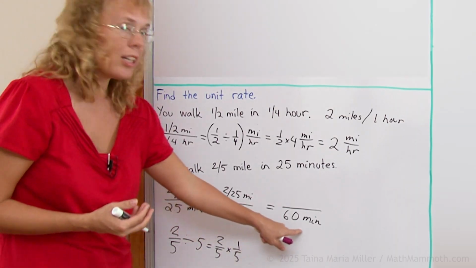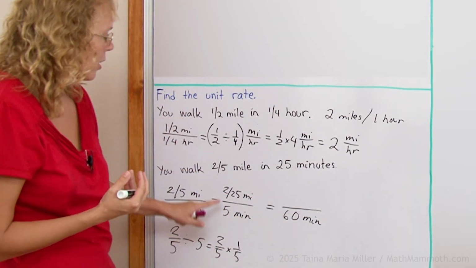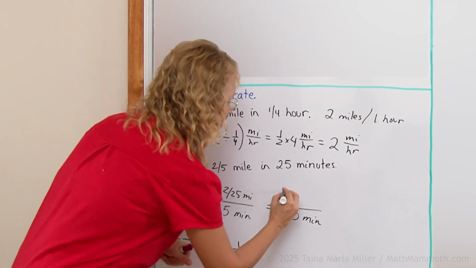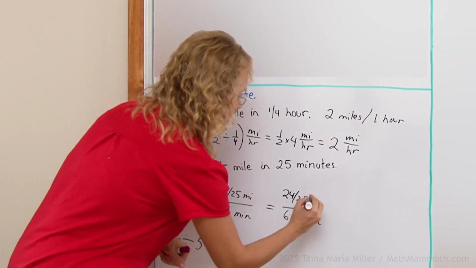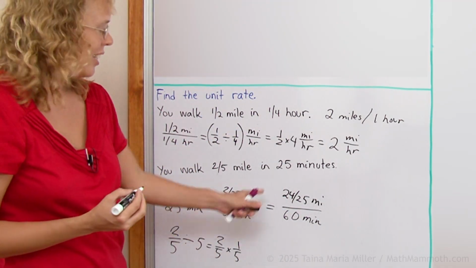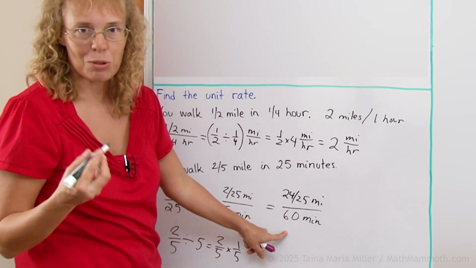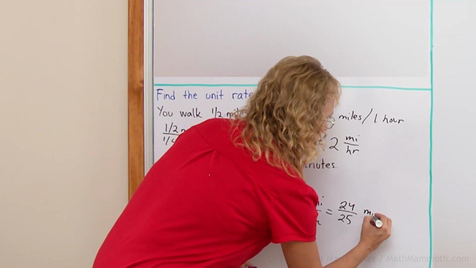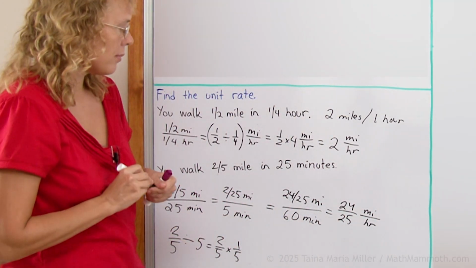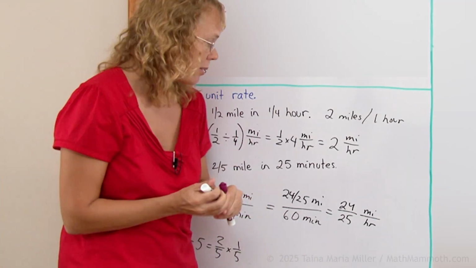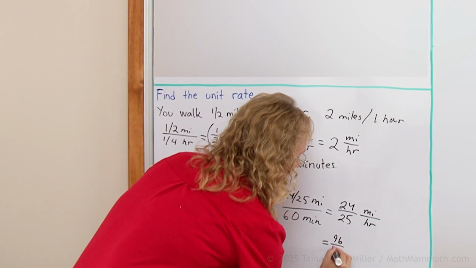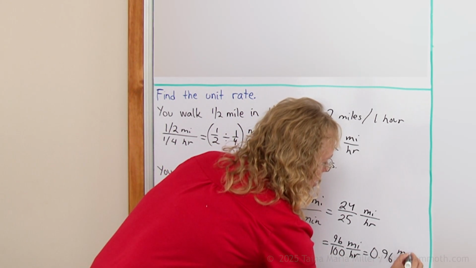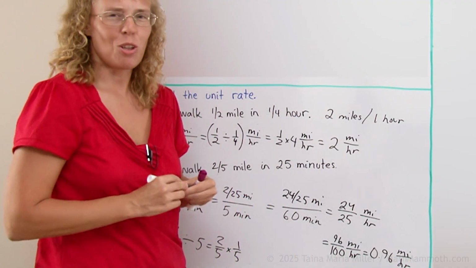And now, from here to here, I would multiply by 12, right? 12 times this number, 12 times this fraction. So I get 12 times 2 is 24. 24 over 25 miles per 60 minutes. So this is now the unit rate. 60 minutes is equal to 1 hour, of course. So we get 24 over 25 miles per hour. You could also maybe write this as a decimal. This would be the same as 96 over 100 miles per hour, which is 0.96 miles per hour, almost 1 mile per hour. Slow walking.